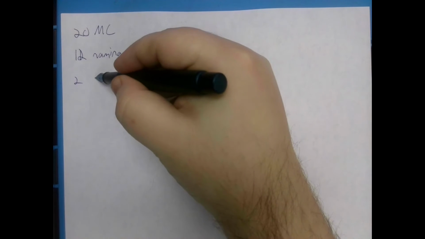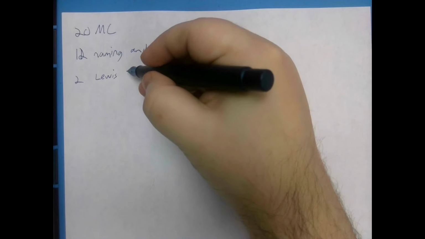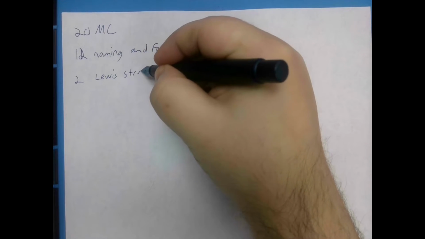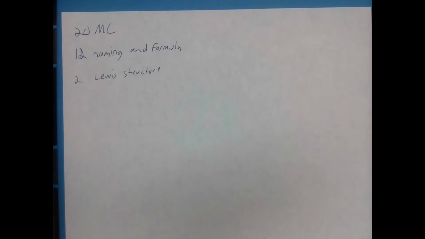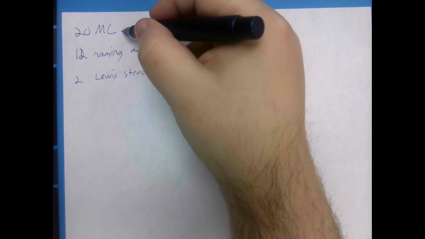Two problems where you have to come up with the Lewis dot. So Lewis structure. That was 3. Note there are multiple choice has some Lewis structure. So it's not like there's only 2 Lewis structure in the problem. And 1, 2, 3, 4, 5, 6, 7, 8, 9, 10.